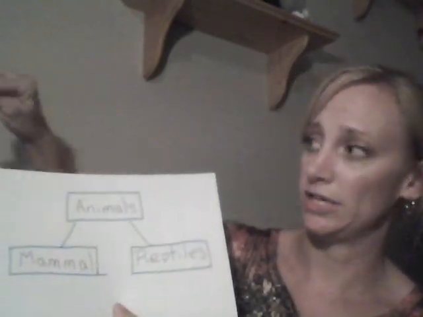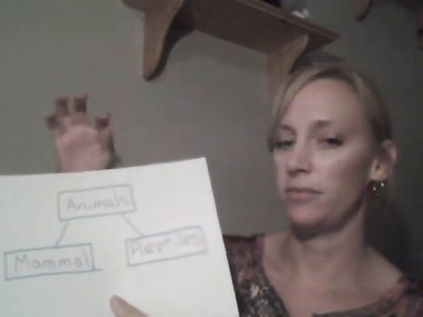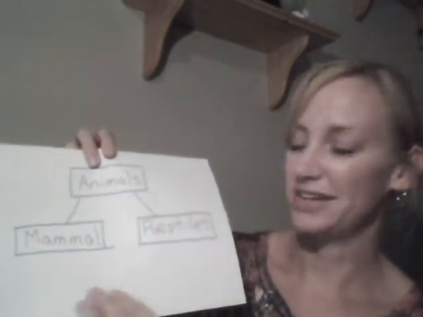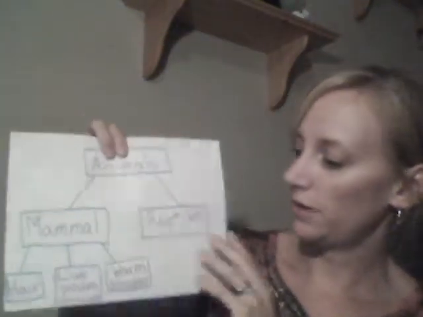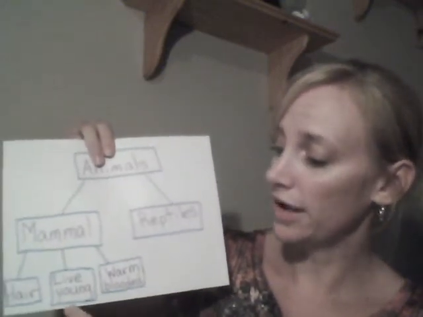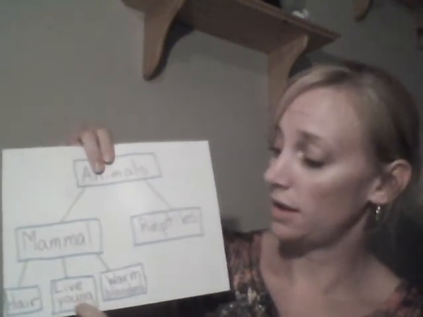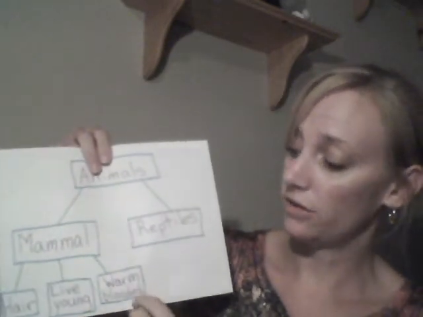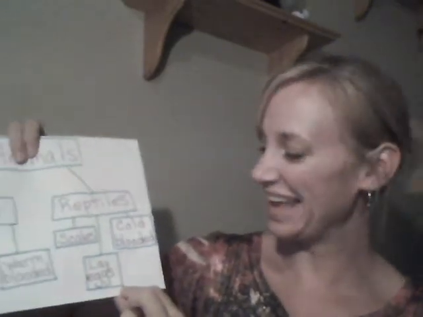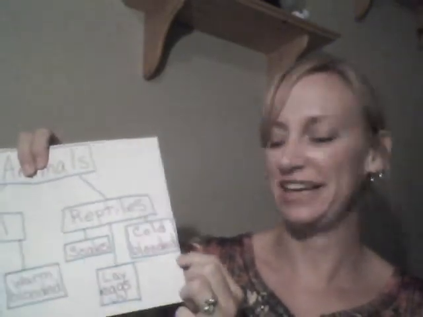In my real lesson, I would branch it off more into fish and amphibians and vertebrates and invertebrates. But for right now, I just wanted to do it nice and simple, mammals and reptiles. And then you would add on to it. One characteristic of mammals would be hair. Another would be that they have live young, and another would be that they're warm-blooded. And then you would go over to the reptiles, and you see that they have scales, and that they lay eggs, and that they're cold-blooded.